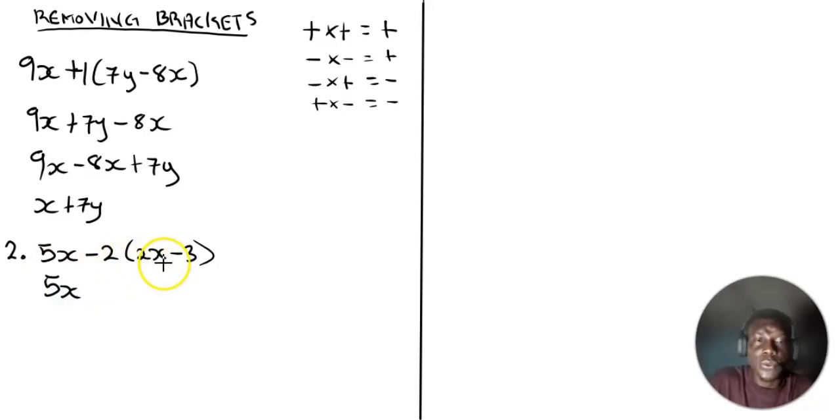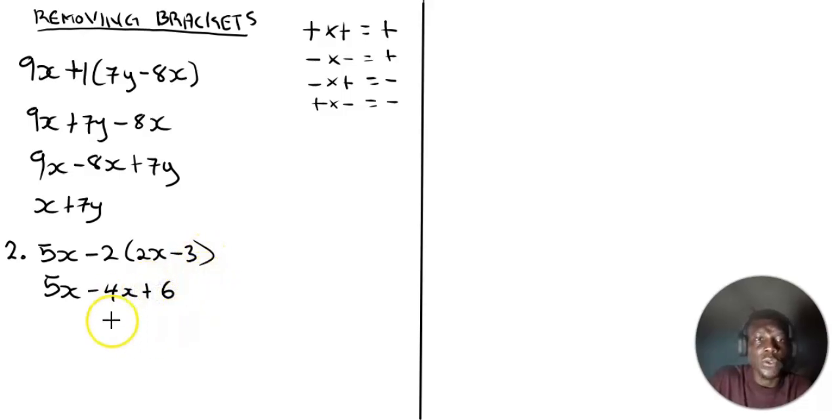Minus 2 times 2x. So that's minus times plus. This 2 here is carrying a positive sign. So minus times plus. What does it say here? Minus times plus will give us minus. So minus 2 times 2x, 2 times 2 will give us 4. So you have minus 4x. Minus 2 again, this 2 outside here, we multiply everything in the bracket. So minus 2 here times minus 3. Minus times minus, what will they give us? Let's check. Minus times minus will give us plus. So minus 2 times minus 3 will give us plus 6. So you have plus 6.